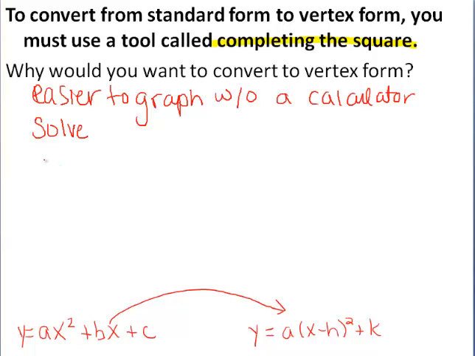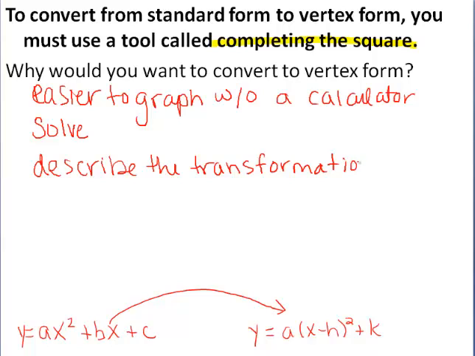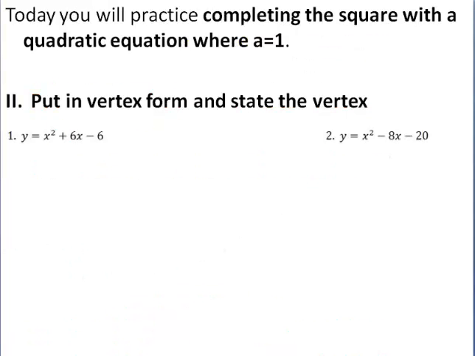Okay, the other reason why you'd want to have it in vertex form is so that you can describe the transformations that are happening. Okay, so again, you could graph either in standard or vertex form, but you need to know how to go back and forth from each. All right, so let's look at a couple of examples of this completing the square.